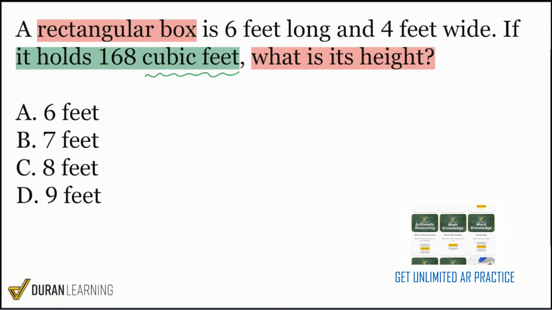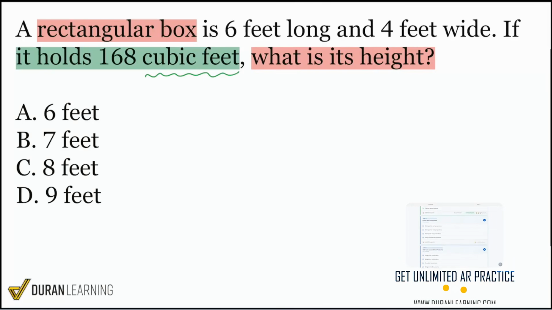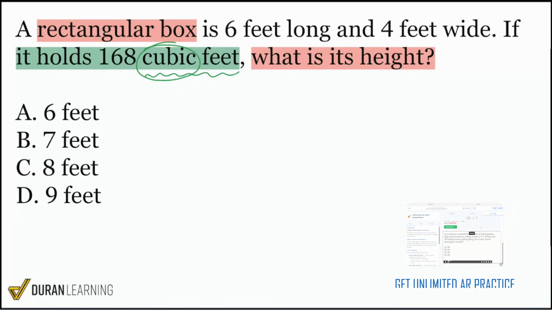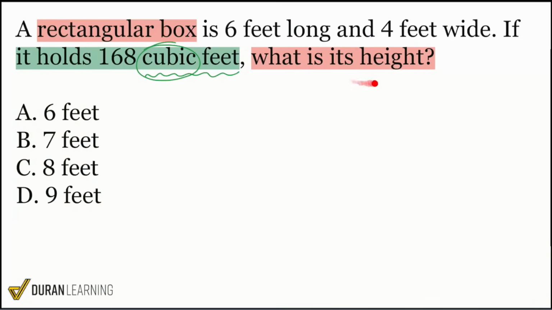Everyone, what type of unit is a cubic foot? Is that area, surface area, volume? Yeah, that's volume. Cubic units, that's how we know, everyone. Cubic units indicate volume. So if you take a look at the clues, we have a rectangular box, which is the same as a rectangular prism. We have the volume, the length, the width, and we're looking for the height. That should scream at you that we're dealing with the volume of a rectangular prism, which is length times width times height.